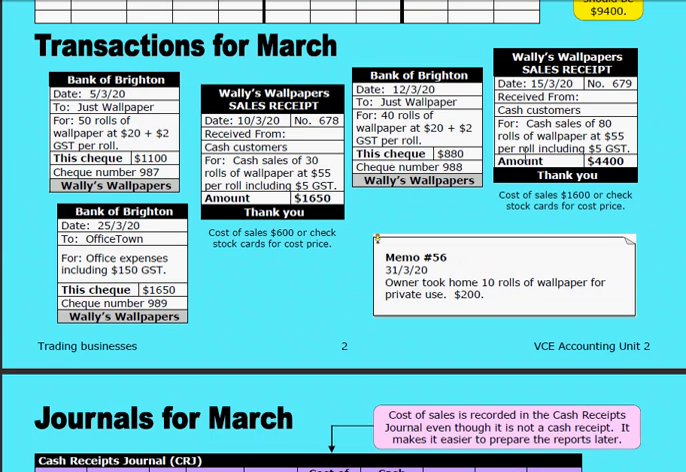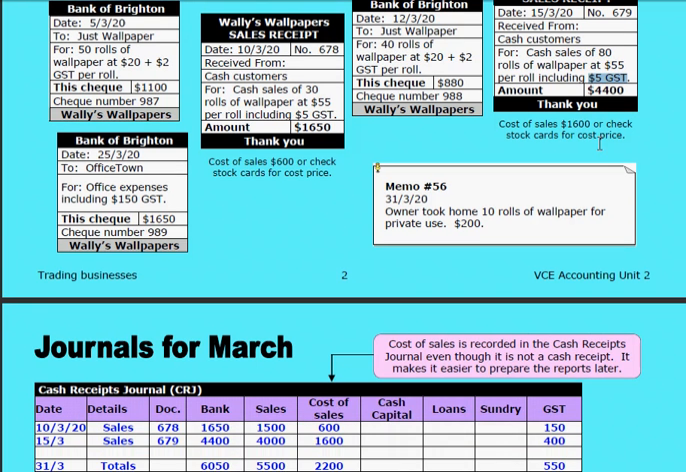The next transaction is another sale. Here it is, cash sale of 80 units, $55 a unit, $5 GST. So to record that into the cash receipts journal, we put the date, of course, sales, document number 679. The total amount received, $4,400. The sales is $4,000. That's 80 units multiplied by $50 a unit.